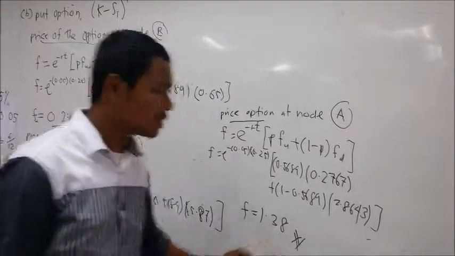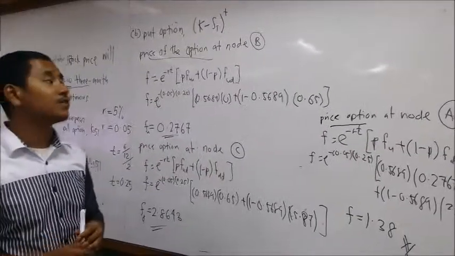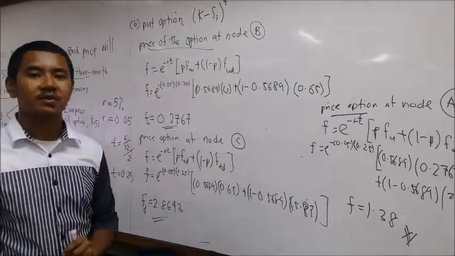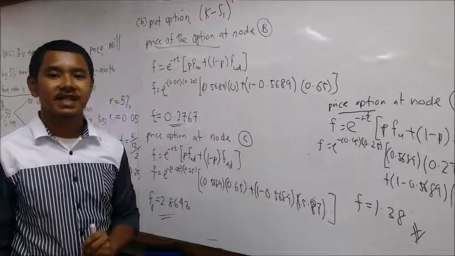So that's all the explanation for the two-step binomial model from me. Thank you.